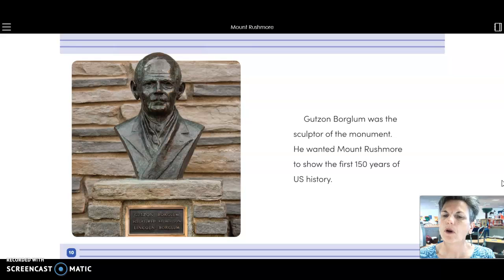Gutzon Borglum was the sculptor of the monument. He wanted Mount Rushmore to show the first 150 years of U.S. history. Gutzon Borglum. Wow. That's an interesting name, isn't it? And there is a sculpture of him. Oh, did you see this? Gutzon Borglum, sculpted by his son Lincoln Borglum. So his son did that. That's very cool.